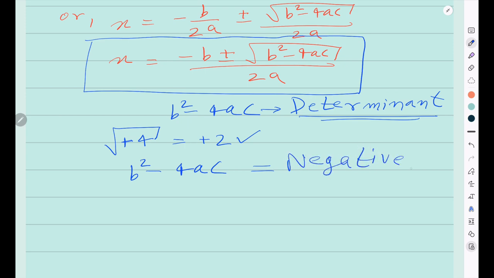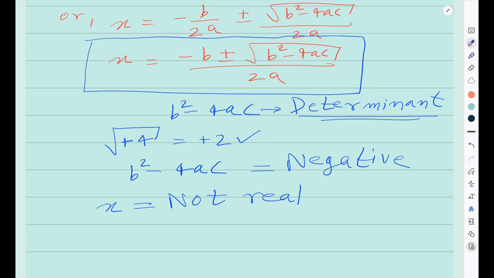If the determinant, meaning b square minus 4ac, is negative, then the roots of the quadratic equation will not be real. They will be imaginary. The whole world of imaginary numbers is very big, used very much in maths and physics, but we will not go into that.